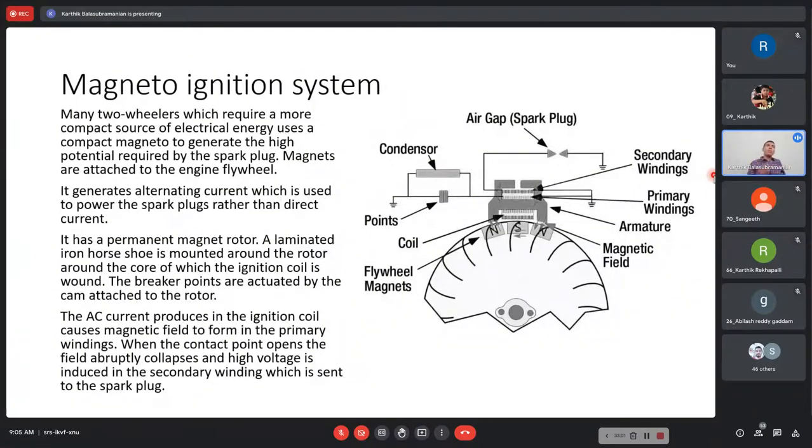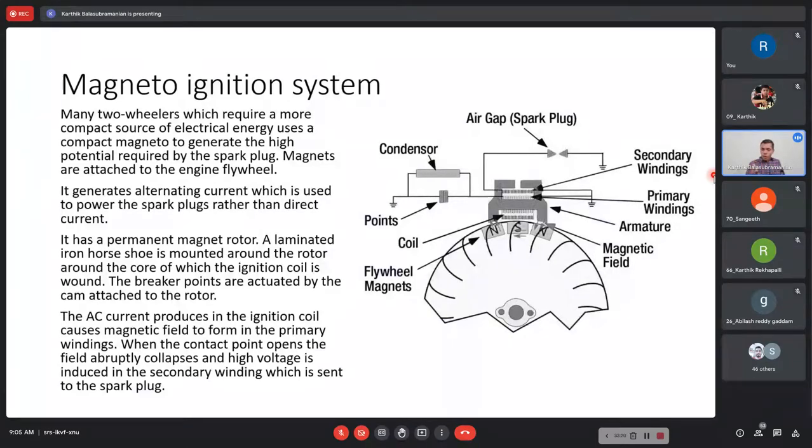You have the armature winding and the magnets, right? The coil and the magnets. So in the magnetic field, when you have the wires, the windings rotate there, what will happen? Electricity is generated. Pretty simple, right? So now that becomes the source of electricity, and then the remaining system is exactly the same.